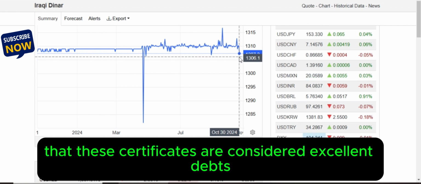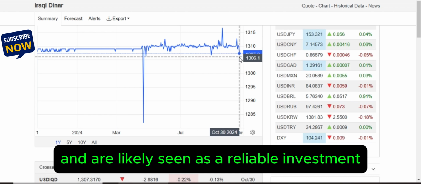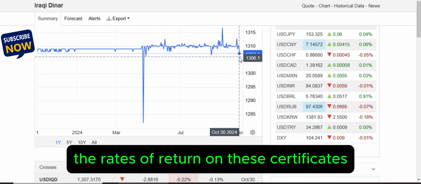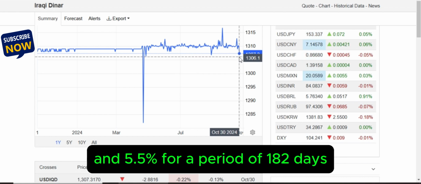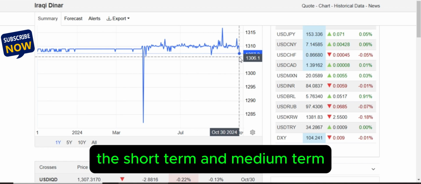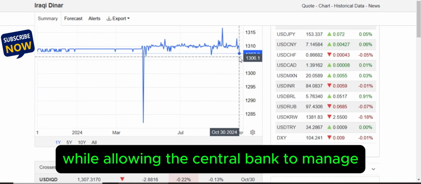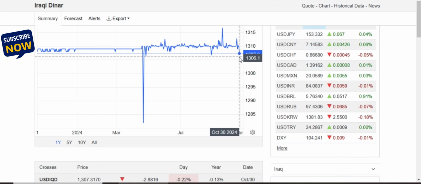The advisor notes that these certificates are considered excellent debts, which suggests they carry a low risk of default and are likely seen as a reliable investment. The rates of return on these certificates are also outlined: a return of 4% for a period of 14 days and 5.5% for a period of 182 days. The short-term and medium-term maturities offer investors flexibility while allowing the central bank to manage liquidity over different time horizons.